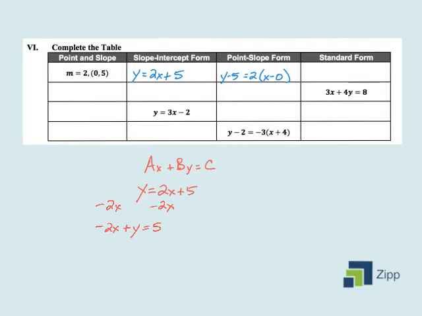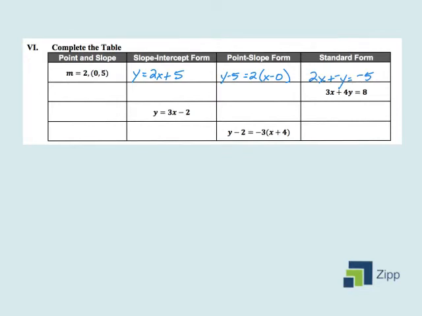So I've got to do something creative here. I've got to take and move the negative number by multiplying by a negative 1 throughout. And I'll have 2x plus a negative y equals negative 5. And that's in standard form.